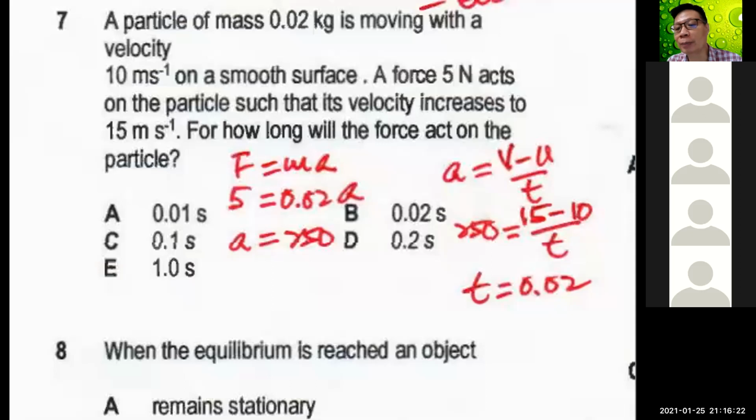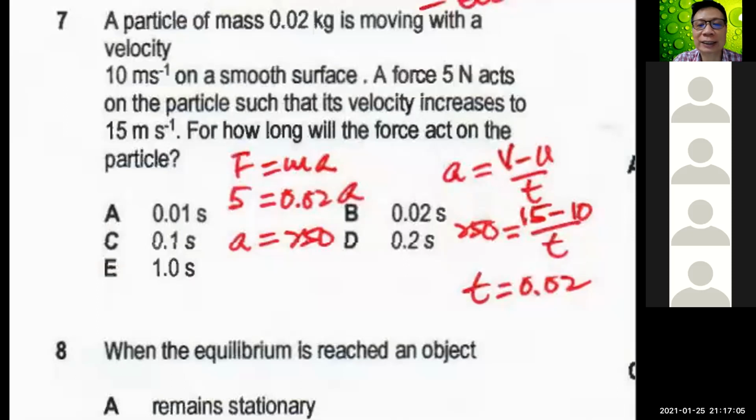Then I want to hear from Lim Jia Xuan. Lim Jia Xuan, are you there? No? No sound already. Lao Yixin, are you there? Lao Yixin say yes. Lao, can you give the answer for number 8? When equilibrium is reached an object, she say answer C.